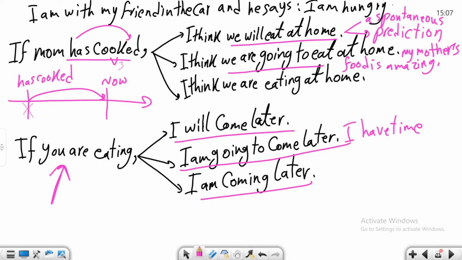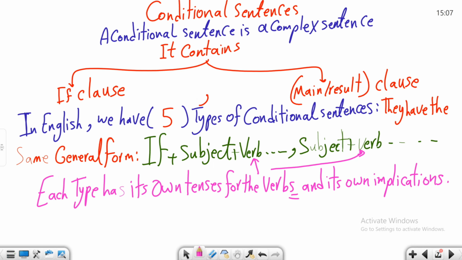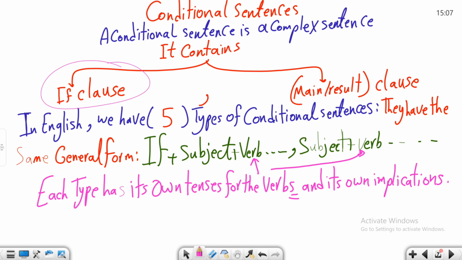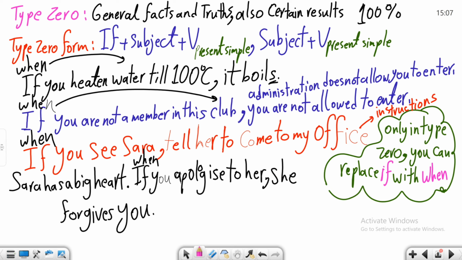I hope you enjoyed learning about conditional sentences. We said in brief that a conditional sentence is a complex sentence that is made up of two main clauses. The first one is called the dependent clause or the subordinating clause, which is the if clause, and the other one is the main clause or the result. Then we said that we have 5 types of conditional sentences. All of them have the same form. They are different only in the tense of the verb.